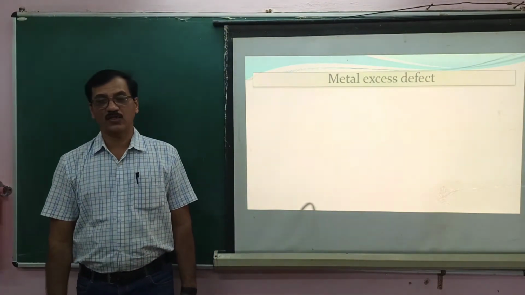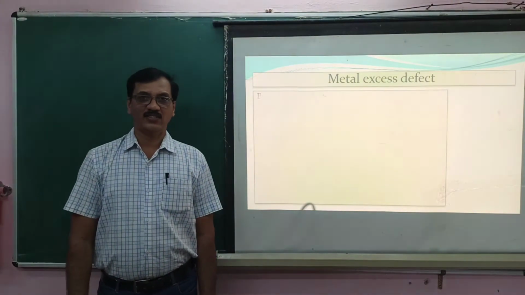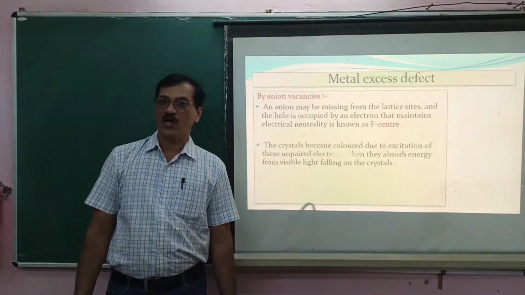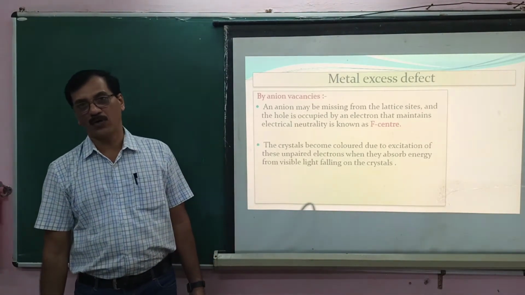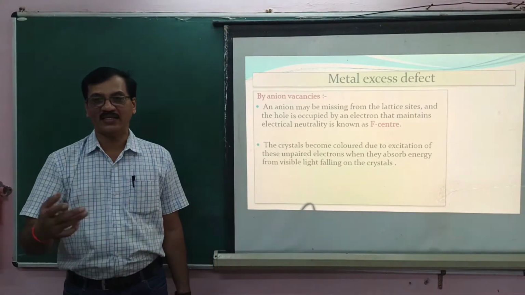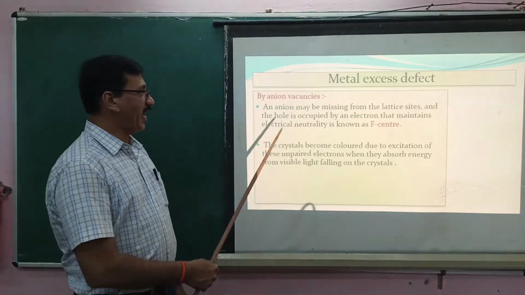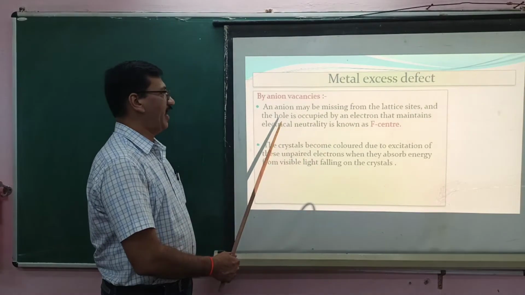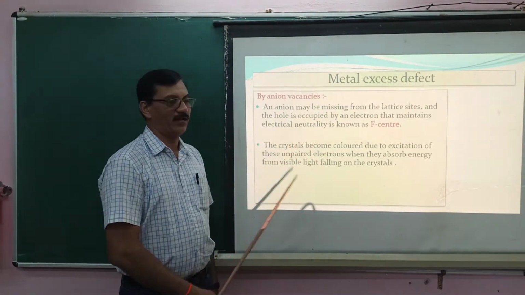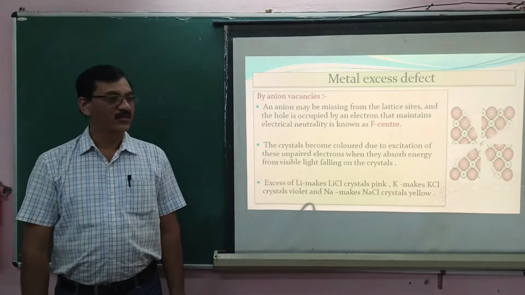Now coming to the non-stoichiometric defect, that is metal excess defect. In such non-stoichiometric defect, the formula of the compound is different. Formula of the compound is not actually maintained in the crystal structure. The ratio is not maintained in the crystal structure. The anion may be missing from the lattice site and the hole is occupied by the electrons that remain, maintaining the electrical neutrality, known as F center. Okay, it leads to F center.